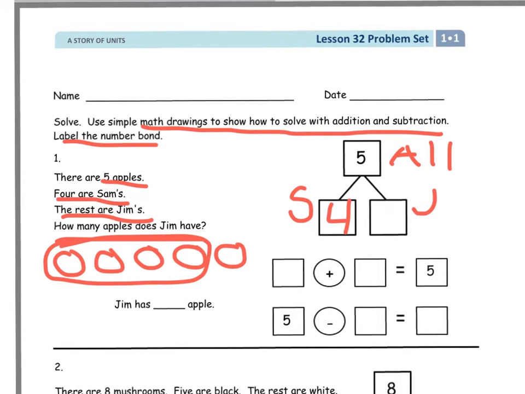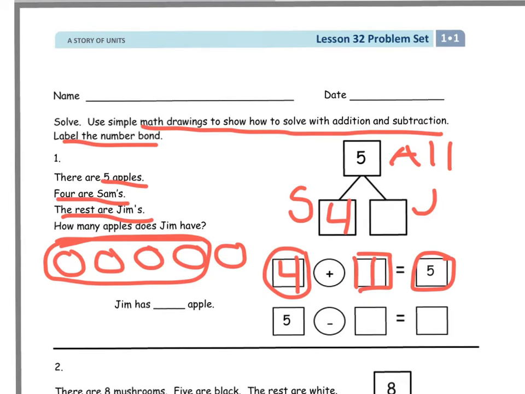So I made a math drawing, and now I'm going to use number sentences to help me solve. So I know that there are 4 that are Sam's, and this is how many I have in all. So in order to find out this number here, I can count up from 4, and I would count up one time to get to 5.